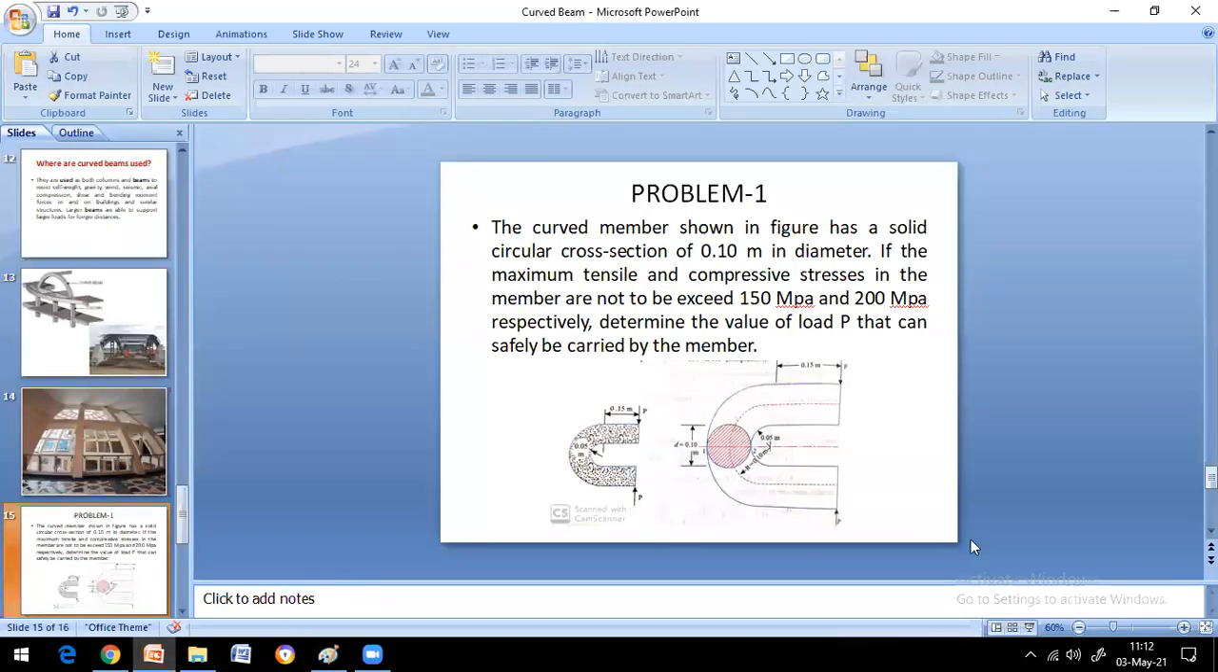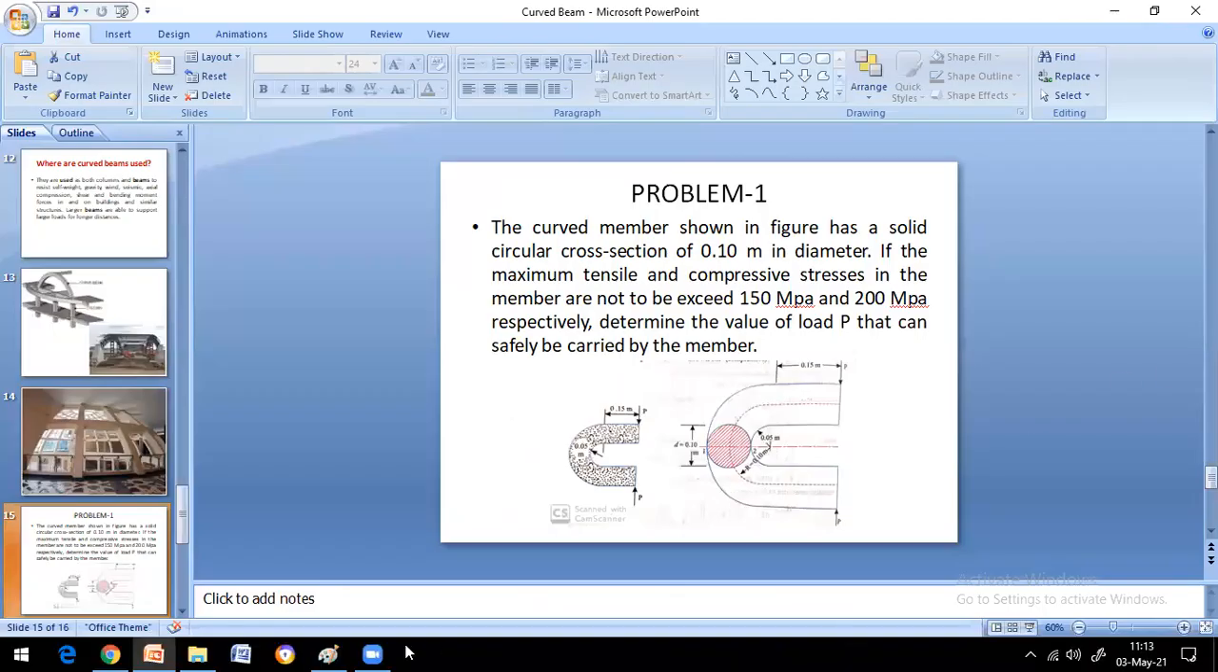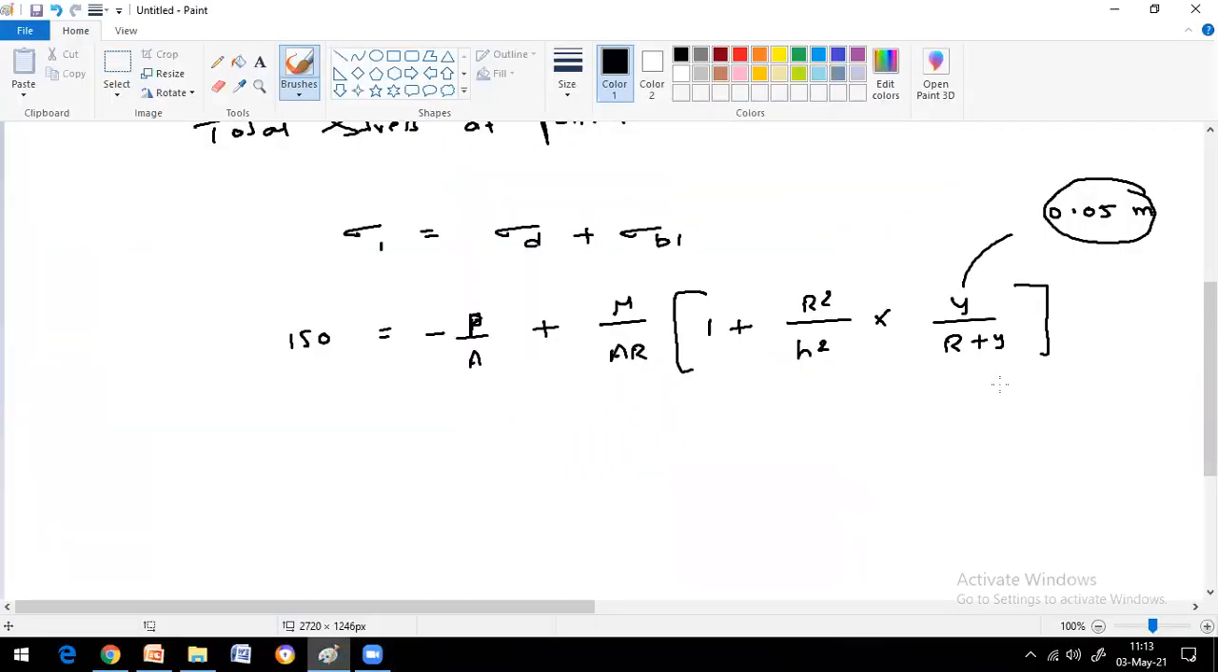So please look at this picture. This is the value. 0.05 meter is the distance from the center to the outmost layer. Clear? This is 0.05. So substitute all the values. I think the rest of all values you know. Calculate what is P. If you calculate P here, P will be 88.25 kilonewton. So this is at point 1.